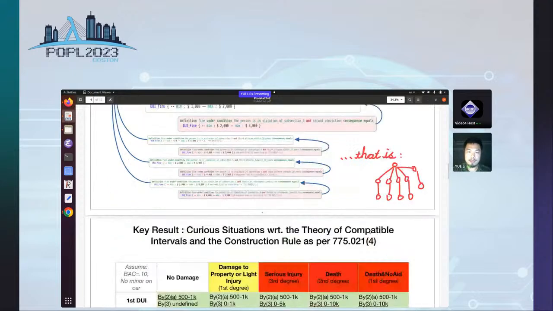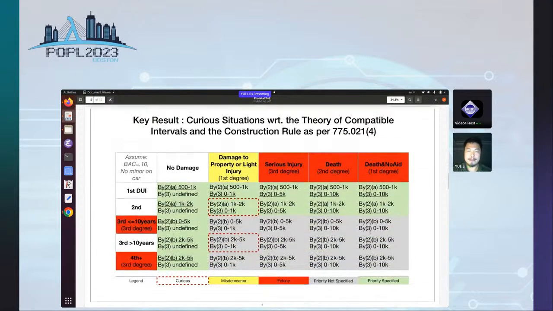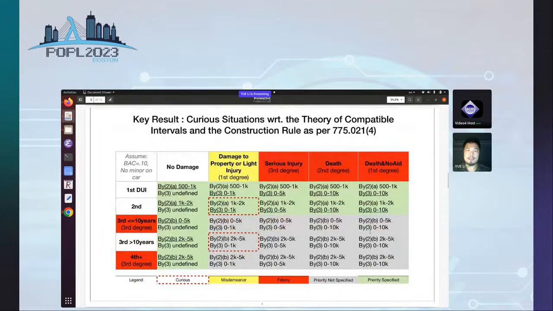And let's see some key findings in this experiment. I use this table to capture all possible input and output to the program, to the formalization. We assume a blood alcohol level of 0.10. That means the aggravating factor does not apply.